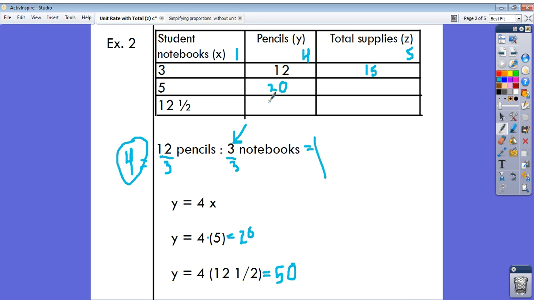Now I'm going to plug right here and add. In order to find the total column, we're going to add x and y. 5 plus 20 is 25. 12 and 1/2 plus 50 is 62 and 1/2. Very good. We used our regular y equals unit rate times x to plug in and solve.